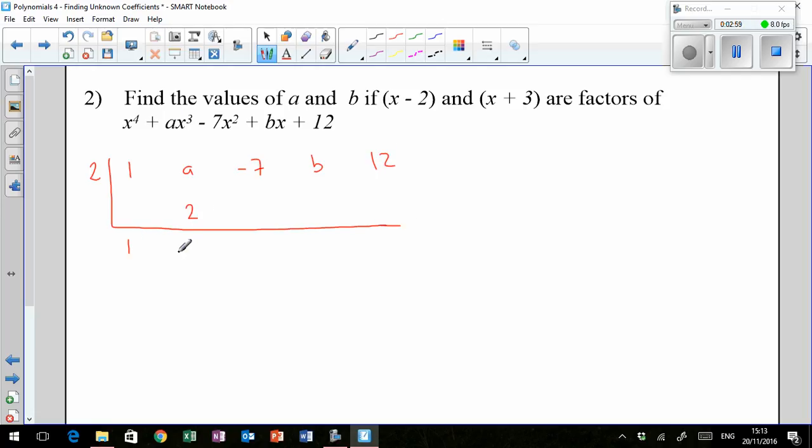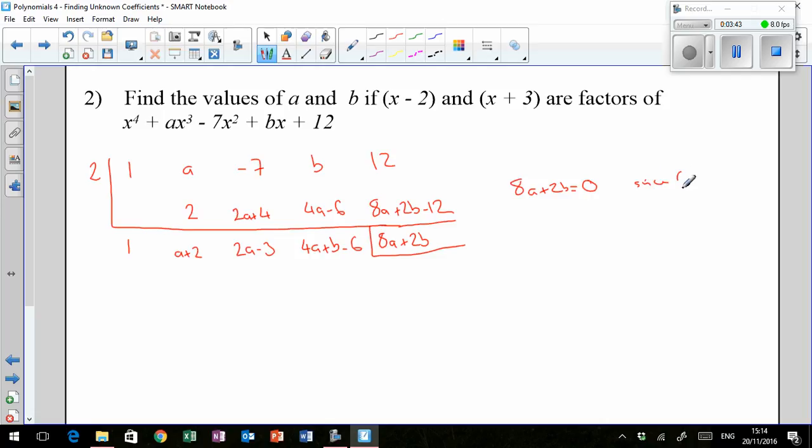So 1, 2, that's going to be a plus 2, which is going to be 2a plus 4. When you times it by 2, it becomes 2a minus 3, 4a minus 6. I think you can see how it starts to get a bit messy, which becomes 4a plus b minus 6, which when you times it all by 2 is 8a plus 2b minus 12. And lastly, adding down, you get 8 a's, 2 b's, and the 12 and the minus 12 will knock out. So from that one, 8a plus 2b equals 0. Again, since x minus 2 is a factor, f of 2 is equal to 0. That gives me one equation to use.